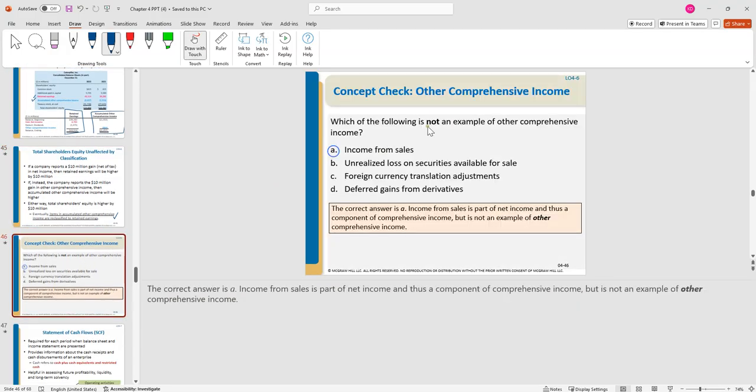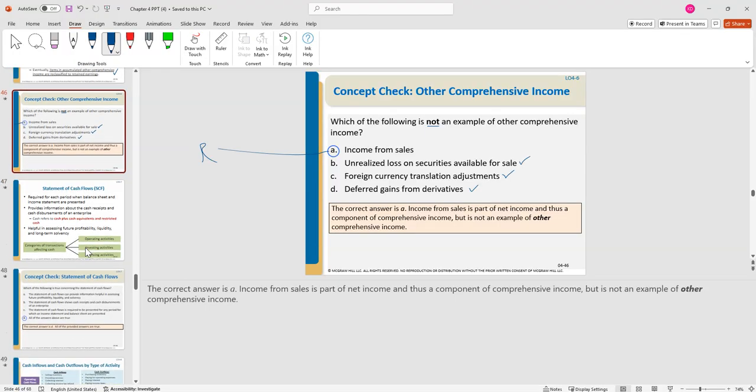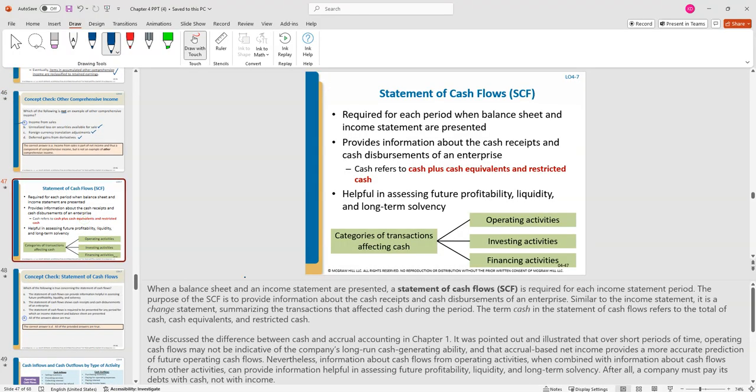It says, which of the following is not an example of OCI? Unrealized loss on available for sale, that is. Foreign currency, yep. Derivatives are another example that's in there. Income from sales, right? That's going to be a revenue on the income statement. We already accounted for that. Okay, so that's the statement of comprehensive income.